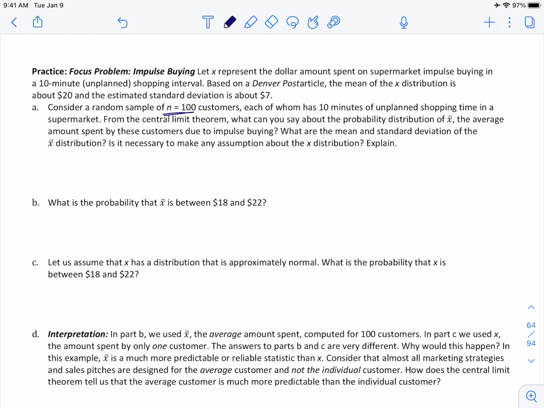From the central limit theorem, what can you say about the probability distribution of X bar, the average amount spent by these customers due to impulse buying? What are the mean and standard deviation of the X bar distribution? Is it necessary to make any assumption about the X distribution? Explain. So please find the mean and standard deviation here.